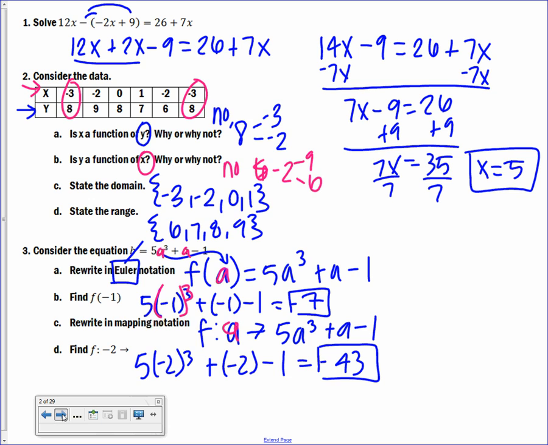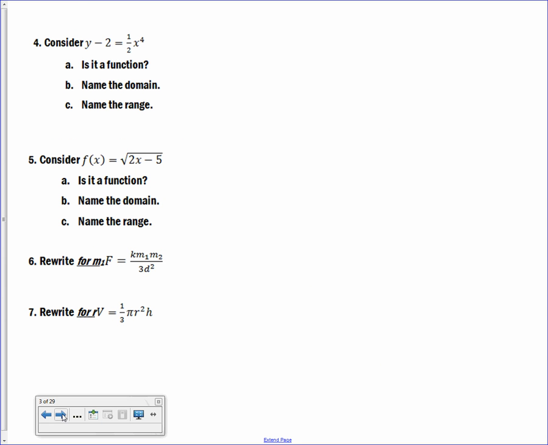Okay, let's take a look at number 4. Is it a function? I don't know what this thing looks like, so maybe I would graph it. Anytime on your exam, if you don't know what something looks like, go ahead and graph it. First, I have to have a y equals, so I'm going to go ahead and add my 2 to the other side. If you graph that, you'll notice that you get a parabola that goes up at 2.